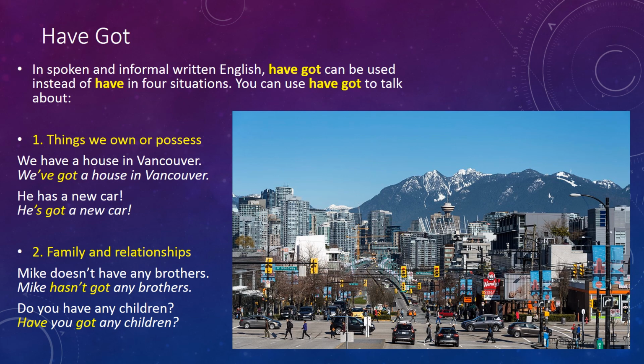In spoken and informal written English, have got can be used instead of have in four situations. You can use have got to talk about, first, things we own or possess, things that are ours. I have two examples for you so you can understand better. Remember that when you are analyzing this video, it's really important for you to write examples. Put in practice what you have learned.